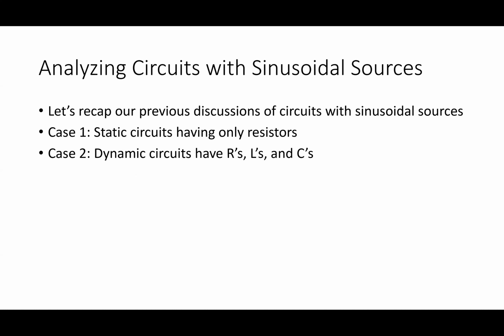So basically we've said, okay, two types of circuits that we'll think about: static circuits that only have resistors, and dynamic circuits that have R's, L's, and C's. And as it relates to these two situations, we said if we have sinusoidal inputs in these circuits, and when I say inputs, I mean sinusoidal voltage sources or current sources, and if we care only about steady state, then the analysis becomes pretty straightforward.